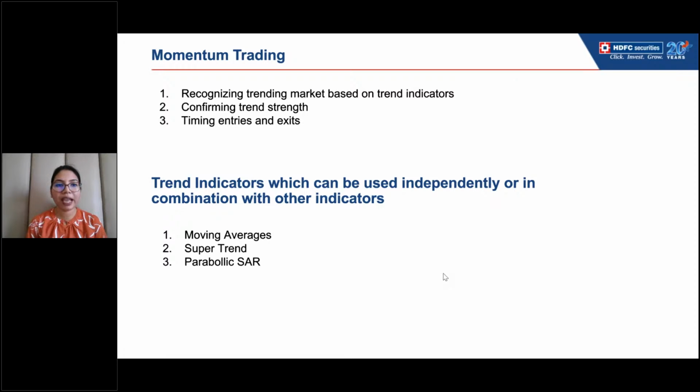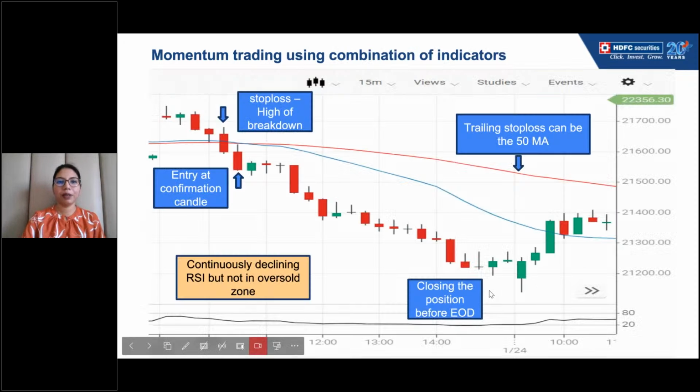So trend indicators which can be used independently or in combination with other indicators are moving averages, super trend, parabolic SAR. These are just examples, all right. These are not the only indicators that we can use, but these are some good indicators which give you good results, okay. You can use these independently, even a single indicator can be used, or you can make a combination of them. For example, we have taken an example here which has a combination, all right.